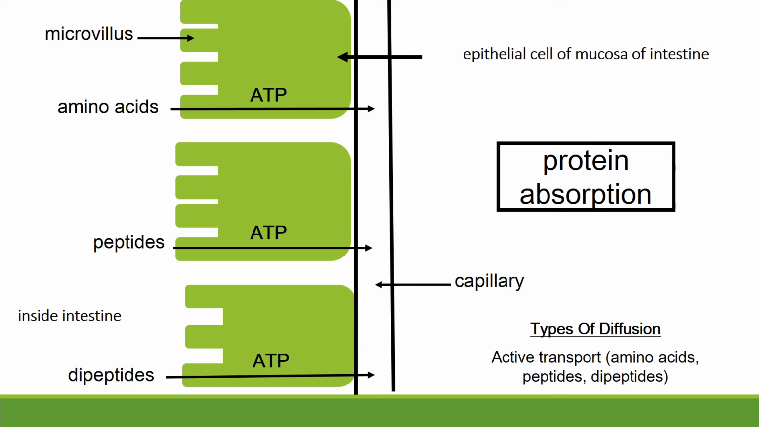To the left, you're looking inside the intestines, and those green cells are the epithelial cells of the mucosa of the intestine. The breakdown products of protein digestion are amino acids, peptides, and dipeptides, and all three require ATP to cross the membrane and get into the capillary. Again, since we're using ATP, this is known as active transport.